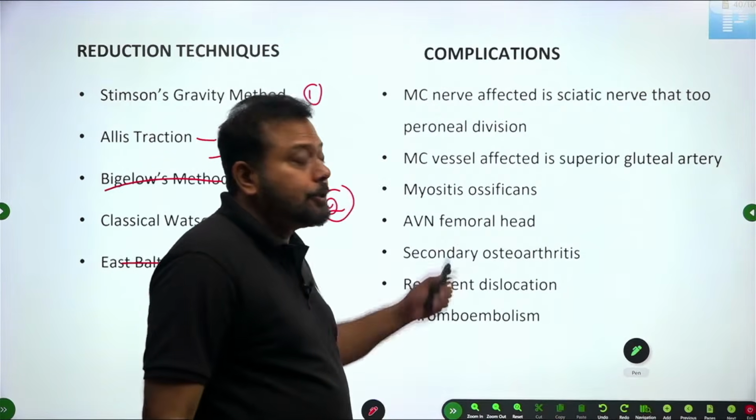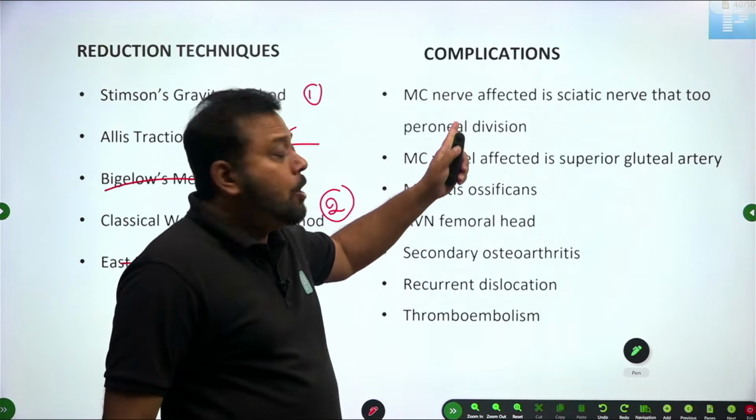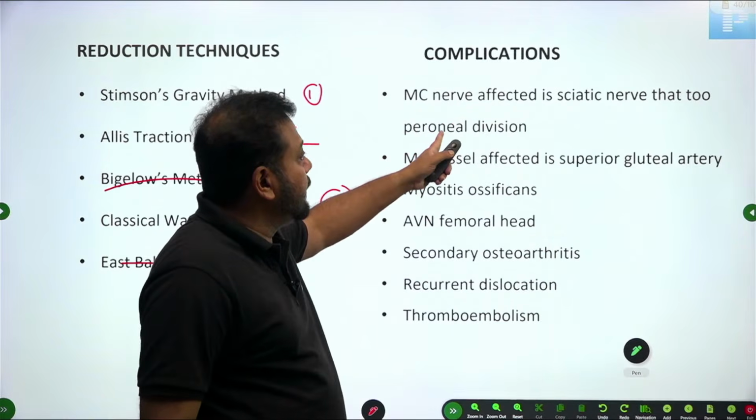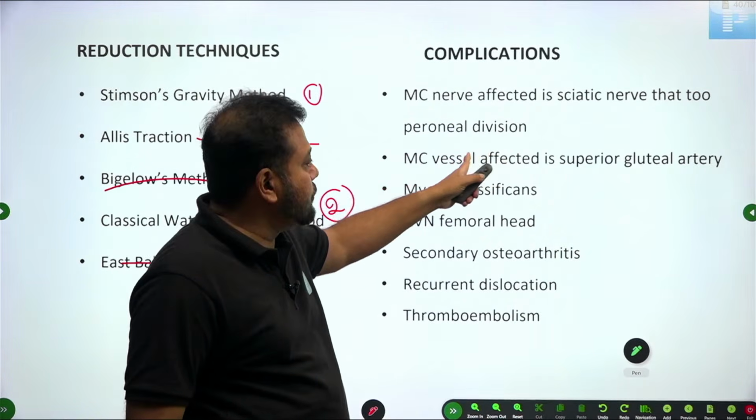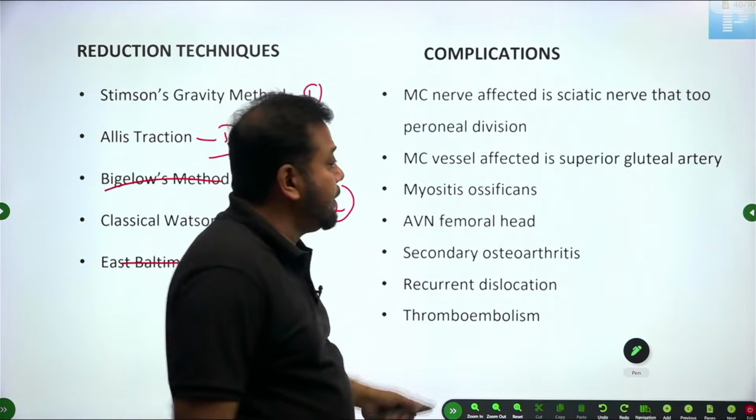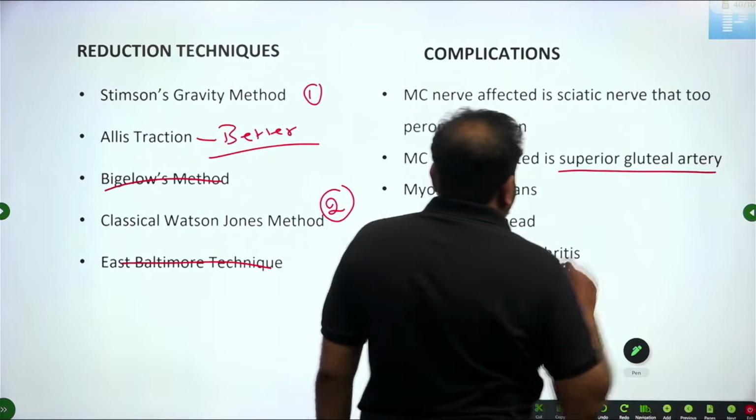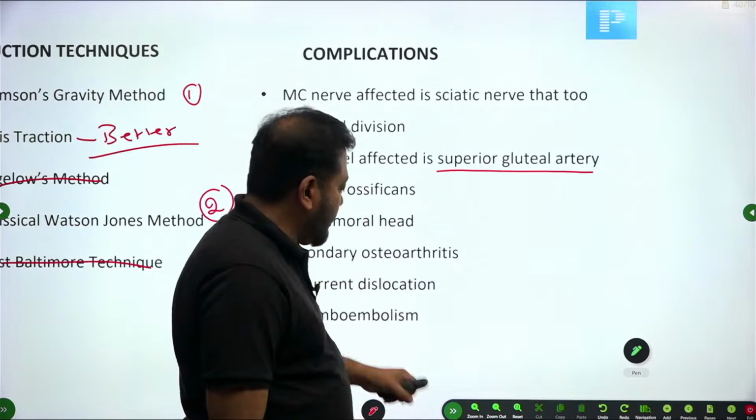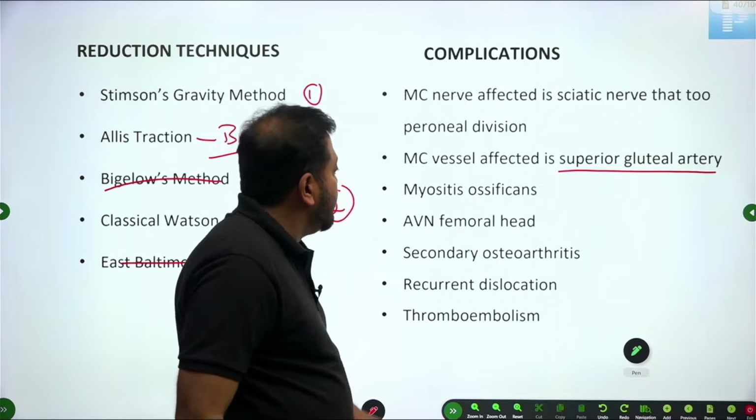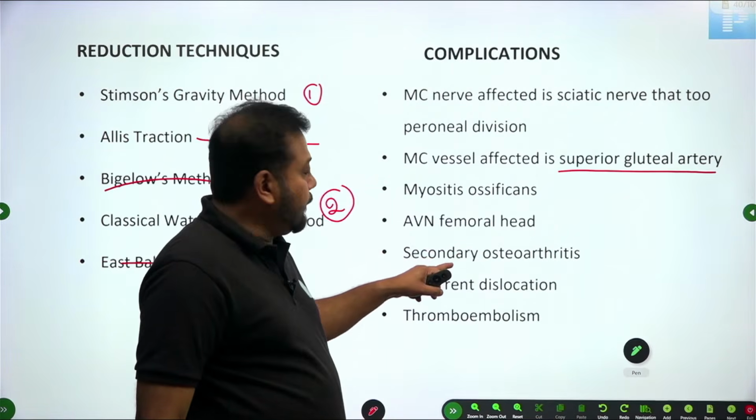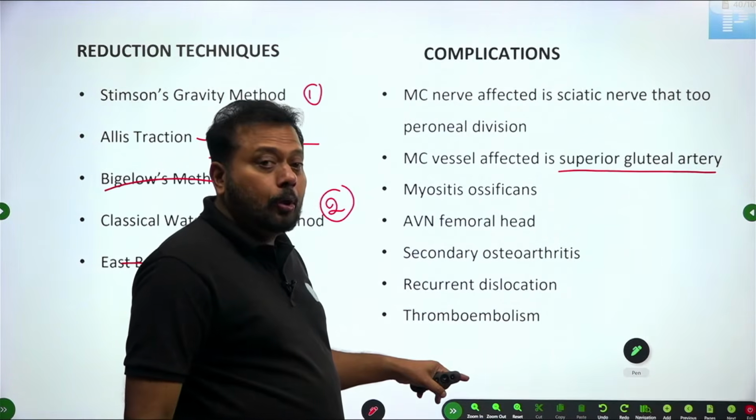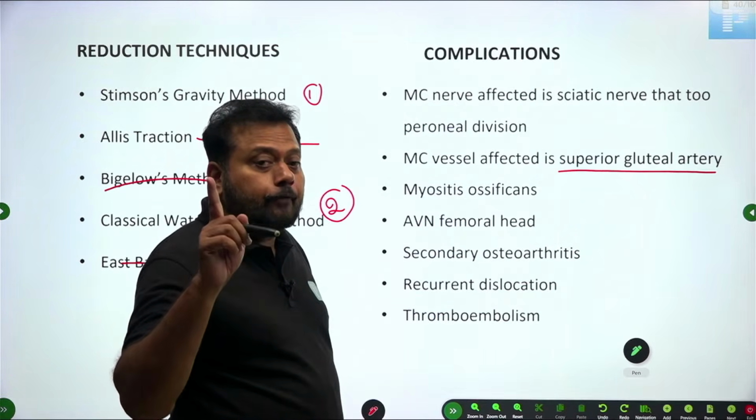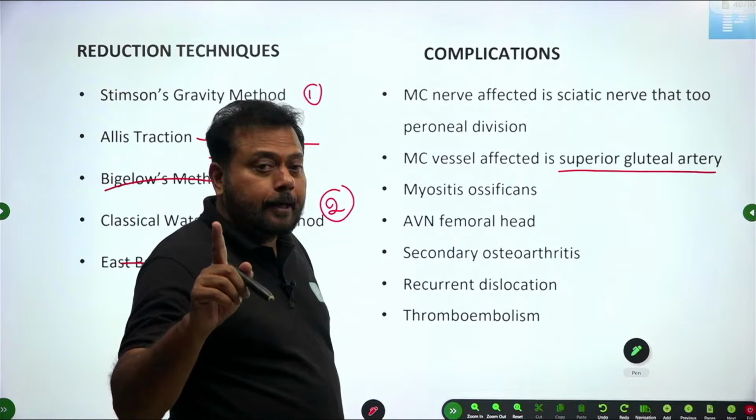Coming to complications of dislocation hip, most common nerve that is involved is sciatic nerve in posterior dislocation, that too common peroneal branch. Most common vessel that is damaged is superior gluteal artery. Very important. And it goes for myositis ossificans, avascular necrosis, head of the femur, secondary osteoarthritis, recurrent dislocation. Don't forget fracture neck of femur and dislocation hip.